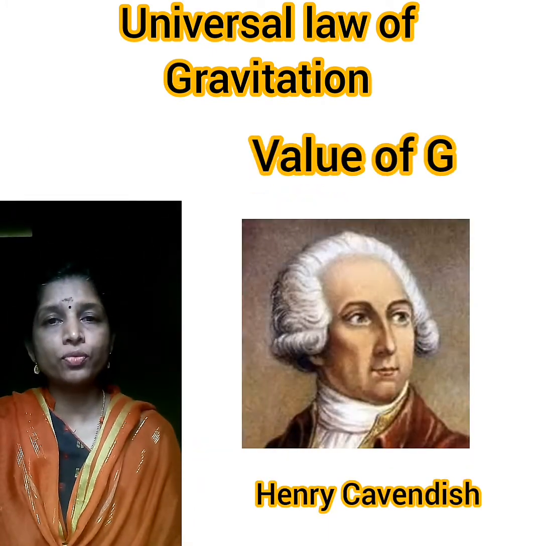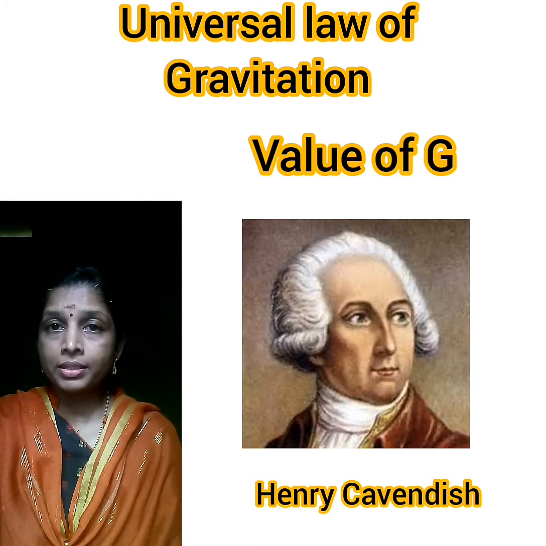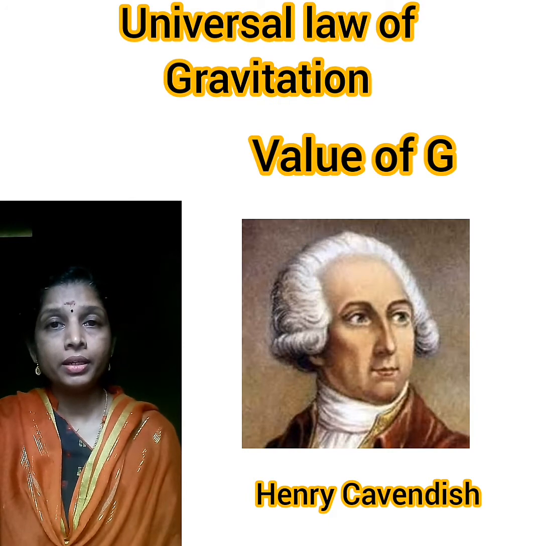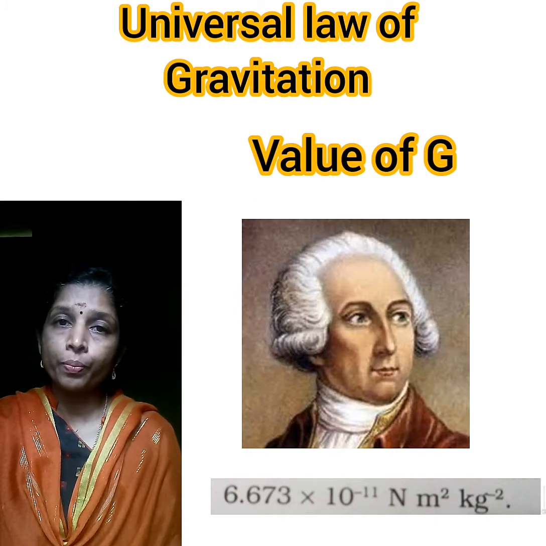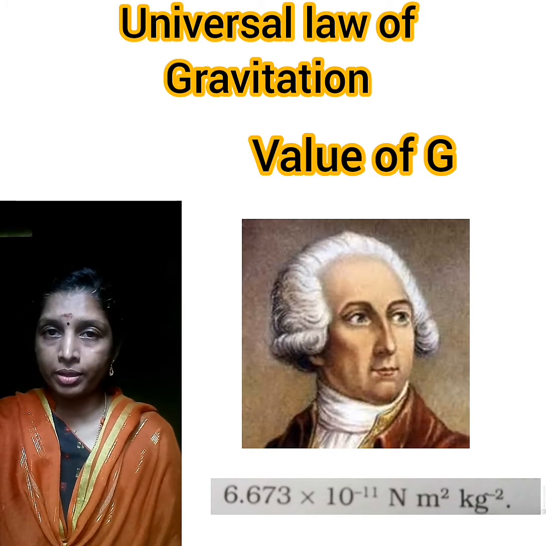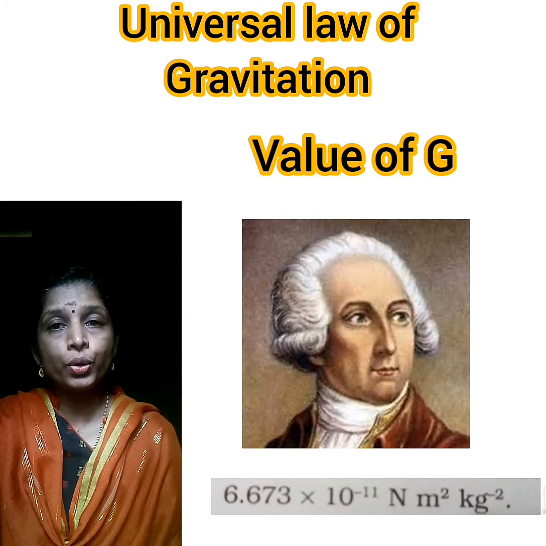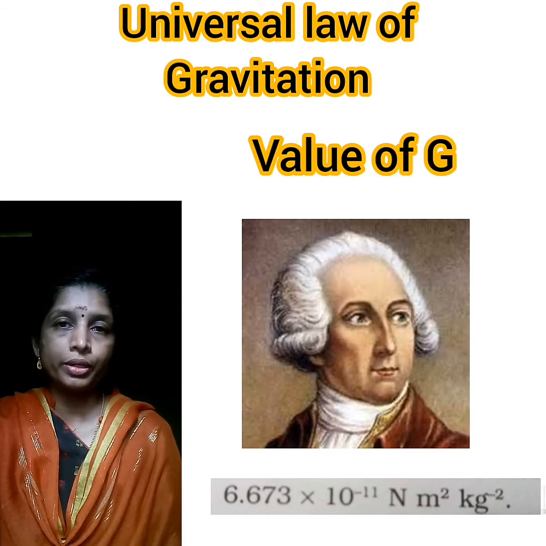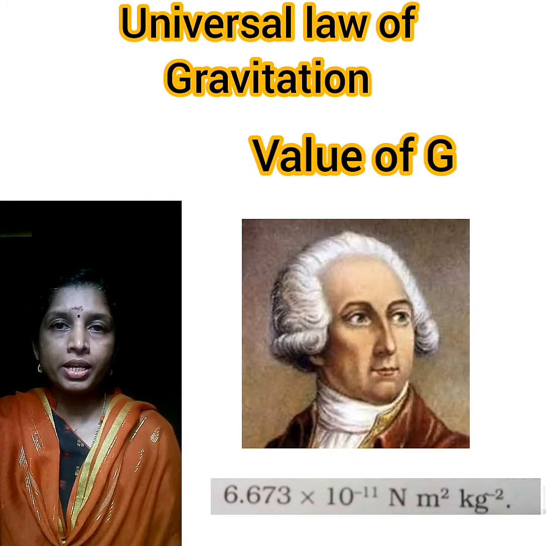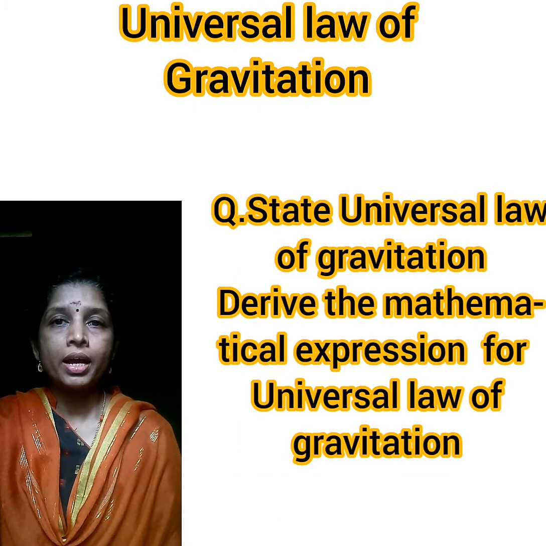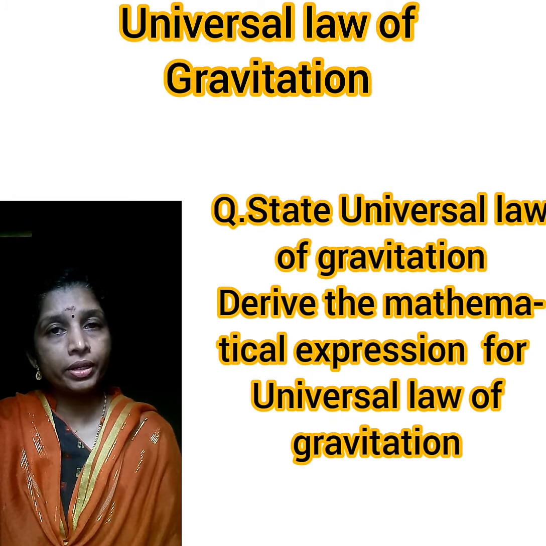The value of G was found by Henry Cavendish using a sensitive balance, and it was accepted by all the world. Its value is 6.673 into 10 raised to minus 11 Newton meter square per kilogram square. So this is a very important question: state the universal law of gravitation and derive the expression for it. That is a very important question.